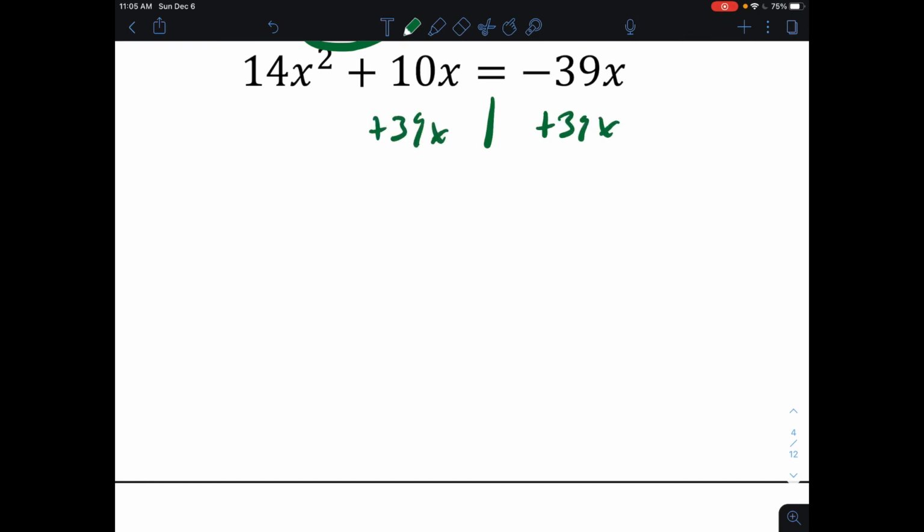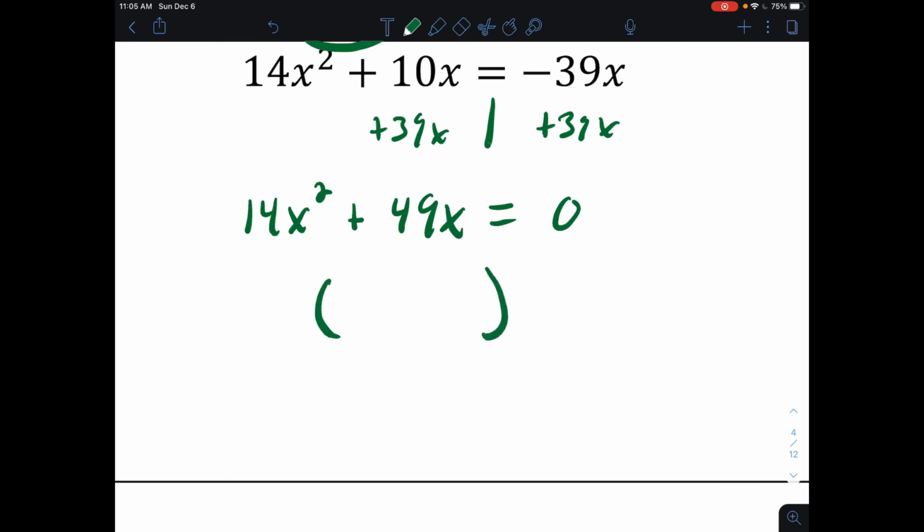And I go combine like terms, and so my right side is 0. I combine the 10x and the 39x. That's going to give me 49x here, and then we have 14x squared. Well, from here, we take out our greatest common factor because I only have two terms. So I'm going to make one set of parentheses, my GCF. I can take out an x, and also a 7 goes into 14, and so does 49, so I'm pulling out a 7x, and it's going to leave me with 2x plus 7 inside.